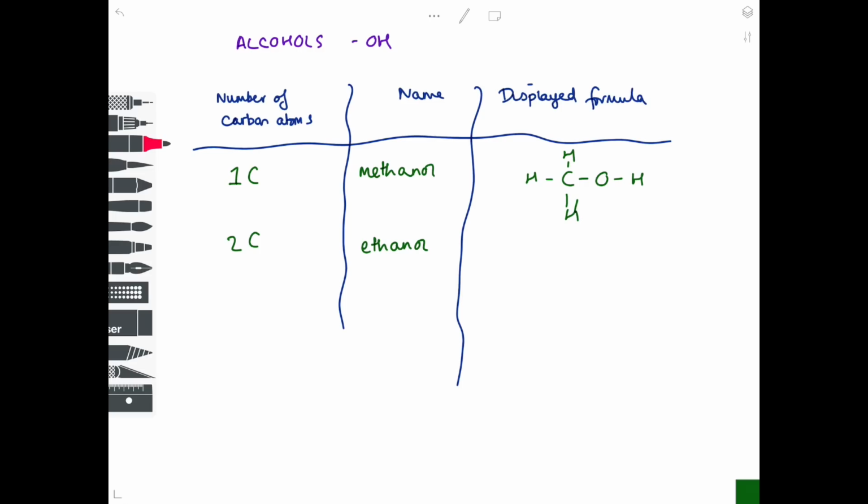This is the alcohol found in natural alcoholic drinks. So we need 2 carbons. Here's our functional group, the OH. Filling up with hydrogens, there's ethanol. 3 carbons, so prop, alcohol, propanol.